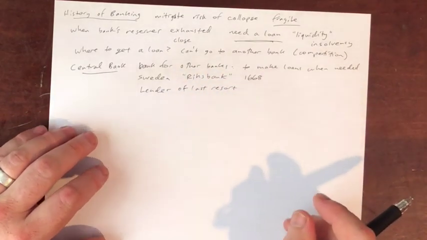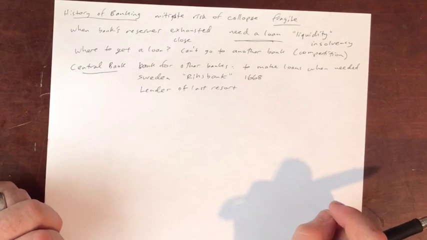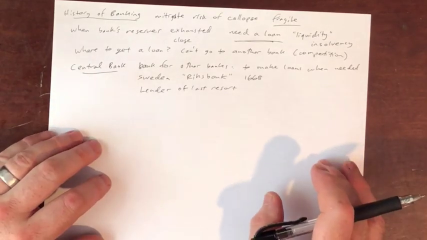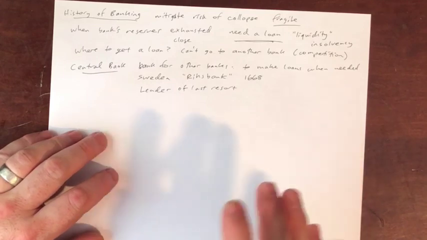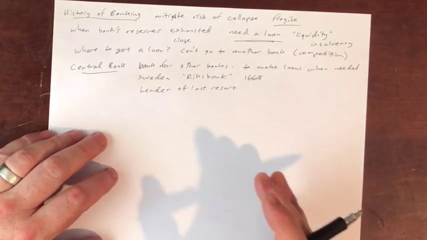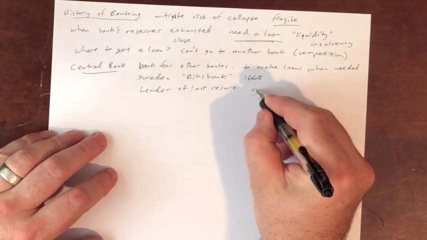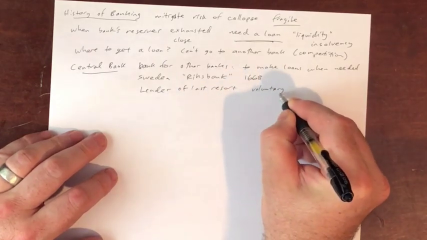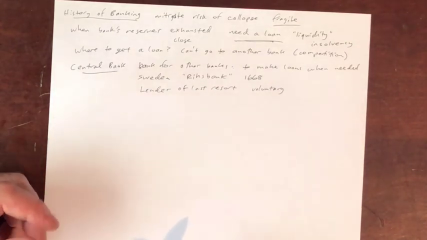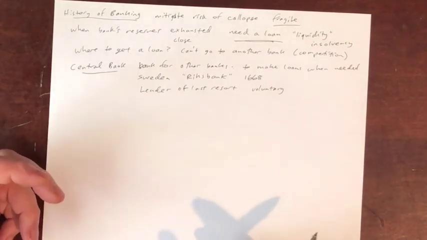Right, the lender of last resort. That's what the central bank is. Over time, these develop and become a more and more central institution in banking. But initially, they start off as a voluntary, kind of a club that banks can join, and they have to pay dues to fund it.